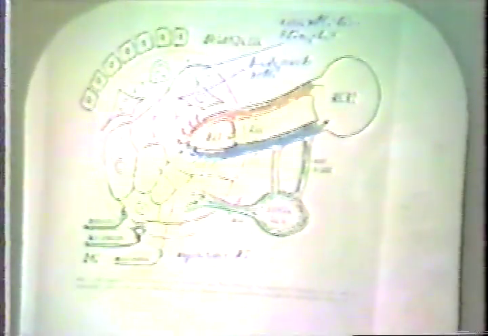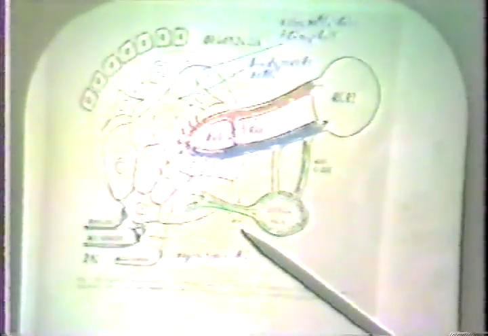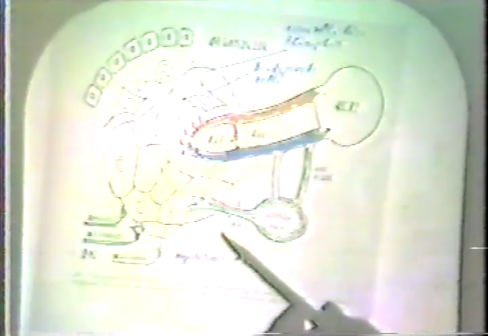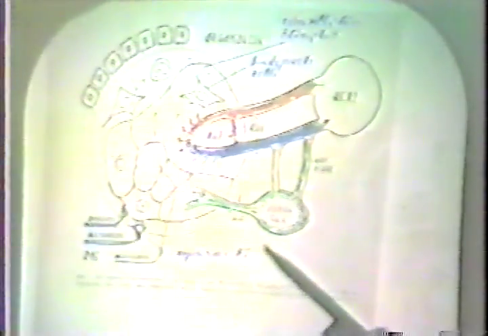The primitive organisms have only the cells and the cell liquid milieu. The higher life forms have, in addition to the extracellular liquid and the cell milieu, also a drainage system, and that is represented here in green, which is the lymphatic system.